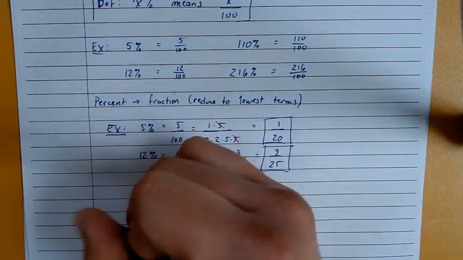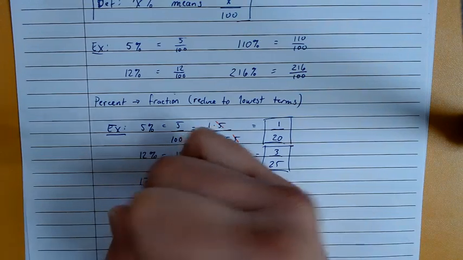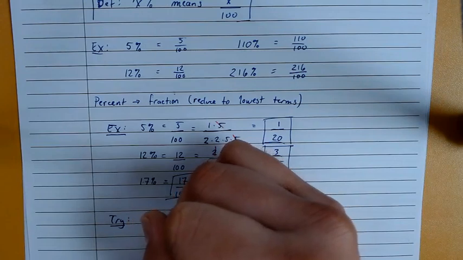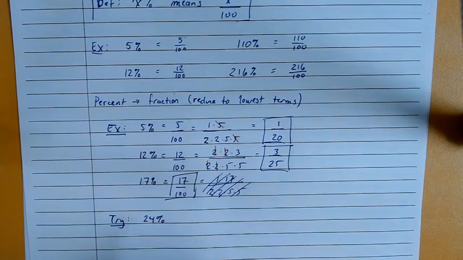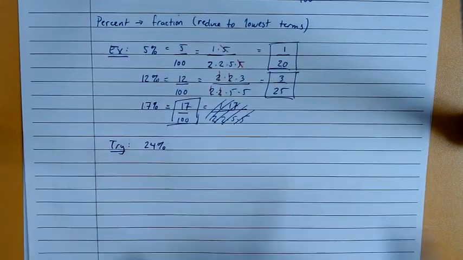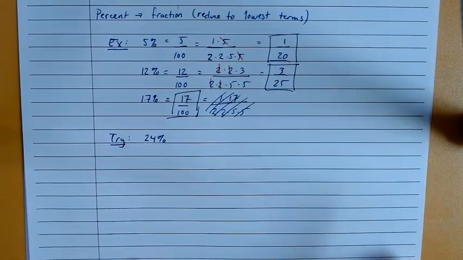So go ahead and give this a try. Go ahead and try 24%. Okay, go ahead and pause the video right now and give this a try. Write this as a fraction. Make sure you reduce to lowest terms. And once you have the right answer, go ahead and unpause and we'll go and confirm it together.